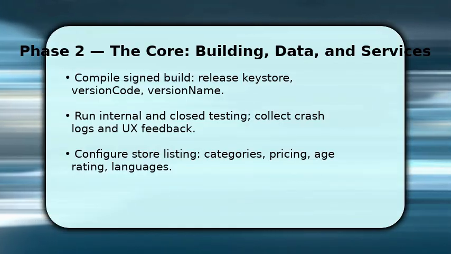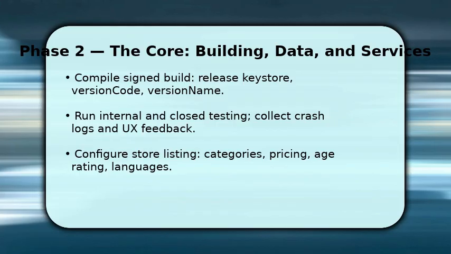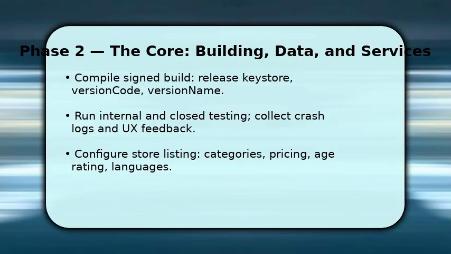Select categories, pricing model, and age rating, and add localized descriptions so discovery improves. Make sure to enable relevant APIs and consent flows.